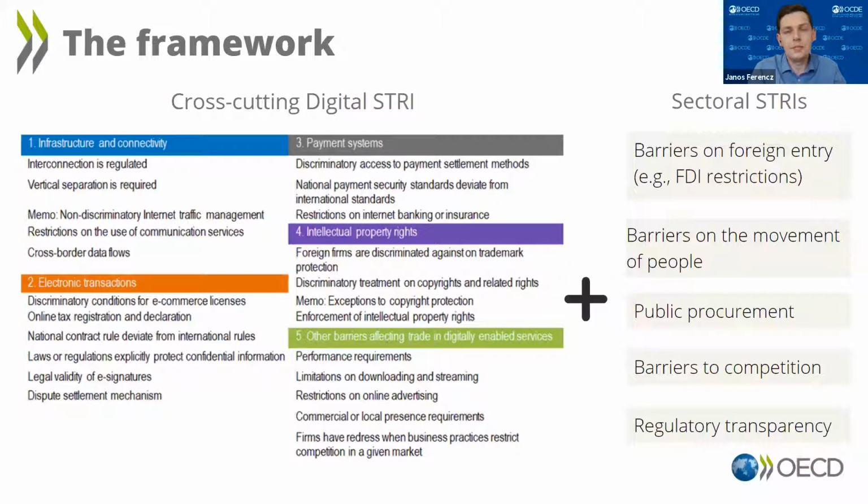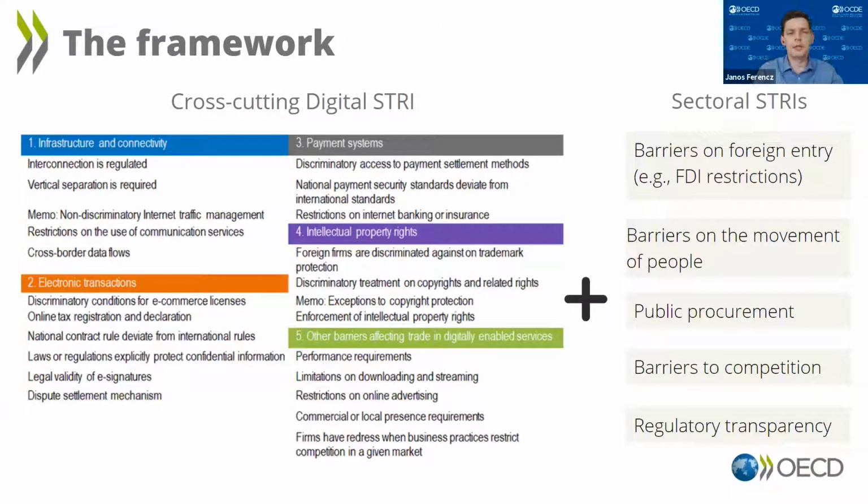The third one focuses on payments, whereas the fourth one looks a bit at the implications of the measures that protect and enforce intellectual property rights. The last one captures other barriers that we couldn't classify in the previous 4 areas, but these would include issues such as performance requirements or limitations on downloading and streaming.